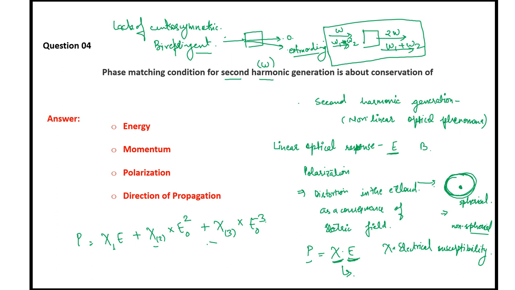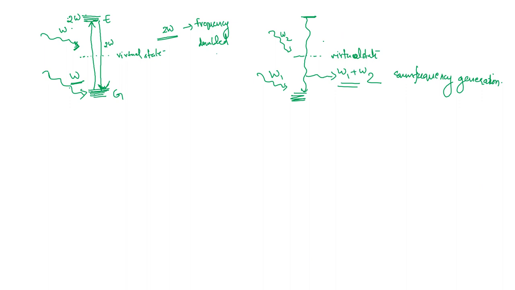Talking about this in terms of the electric field and the total polarization, the electric field can be given as E naught cos(kr minus omega t). What is this k? k is the wave vector, r is the position, omega is the angular frequency, and t is the time. So E can be written as a function of position and time like this. When you talk about the second order polarization, P of order 2, it can be written as the square of this.